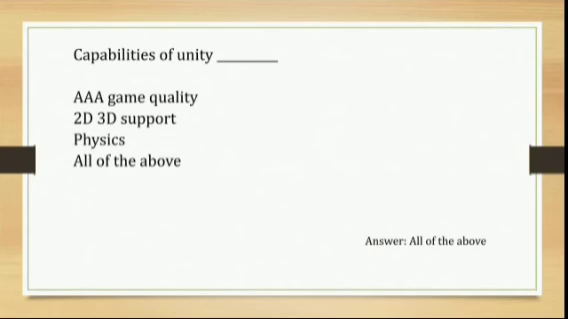Capabilities of Unity. You can add physics, so yeah, physics is a capability. 2D and 3D support, yeah, you can create 2D and 3D games, so this is also a capability. AAA game quality means high quality games. Yes, you can develop high quality games using Unity, so the capabilities of Unity are all of the above. Answer is all of the above.